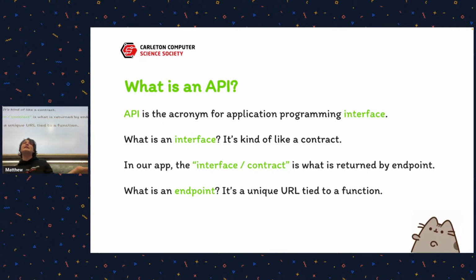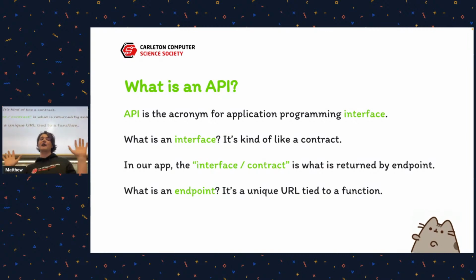That probably doesn't mean anything to anyone, but we can go a little bit deeper and ask, what is an interface? An interface is essentially like a contract. It describes what we expect from something. When you sign a contract, you basically say, hey, I'm expecting this if I do this, right? In our app, the contract is built through our endpoints, so you need to understand what an endpoint is. An endpoint is essentially a unique URL that is tied to a function.